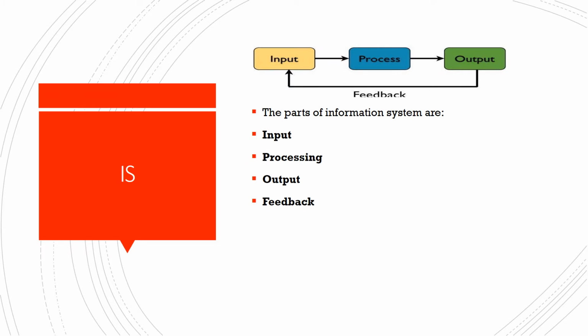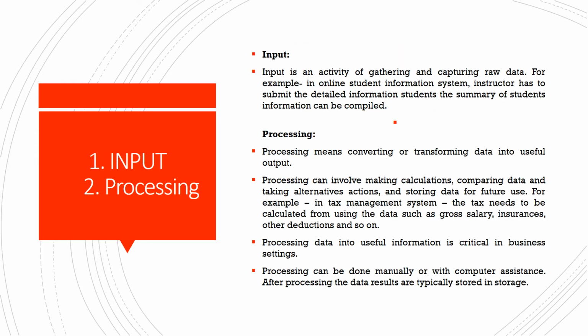So in the information system, we are having three components: input, processing, and output. The processes of information are called input, processing, and feedback. Input is an activity of gathering. So input means you are giving the input, no? That is the value you are giving to a program, that is called an input. So it is an activity of gathering and capturing raw data.